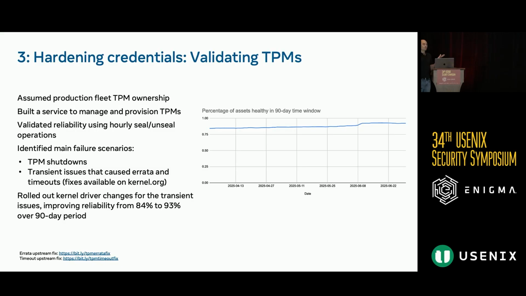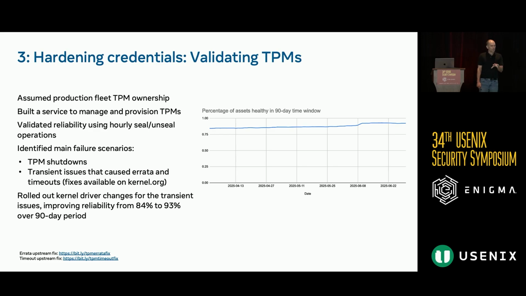As it turned out, without any remediations in place, we were about 84 or 85% reliable. But this reliability work uncovered two main issues that we saw in our fleet. The first one being TPMs would enter into a shutdown mode, meaning the TPM thought it was under attack and would shut itself down. A reboot fixed that problem for us. The other one was what we classified as a transient issue, and it comprised of either the TPM responding with errata or just responding with timeouts.